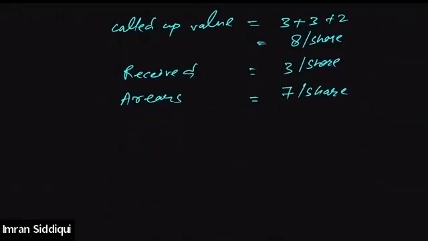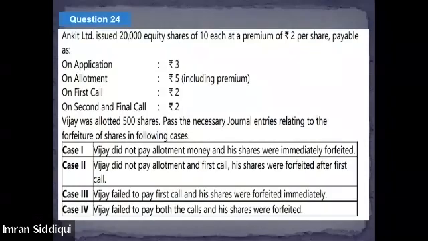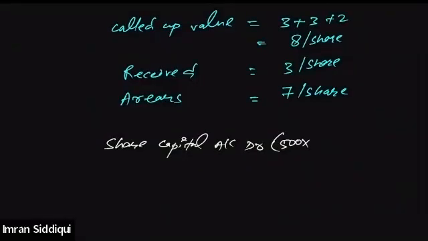So you already know the entry for the forfeiture of shares is always the same. Share capital account debit. It is debited by the number of shares being forfeited. How many shares are being forfeited? 500 shares are being forfeited, multiplied with the called up value. Called up value is 8 rupees. So that will be 4,000.